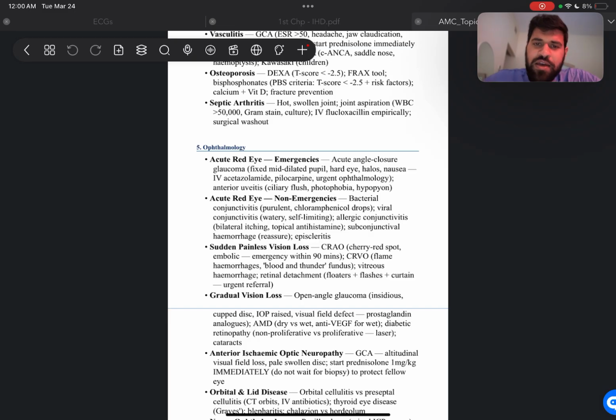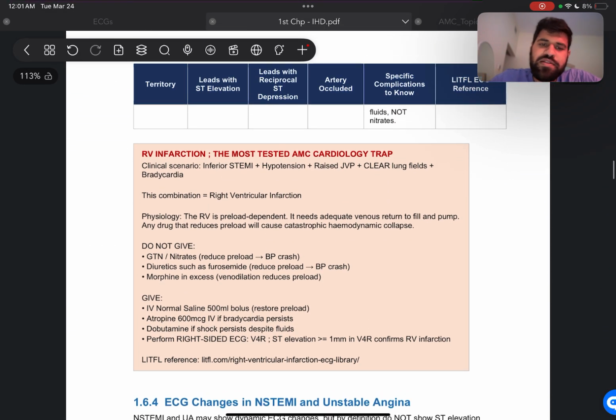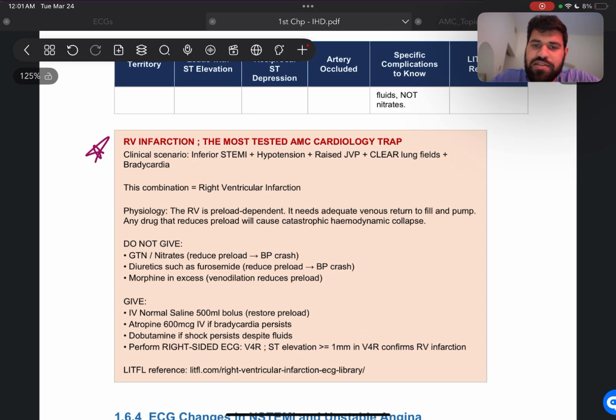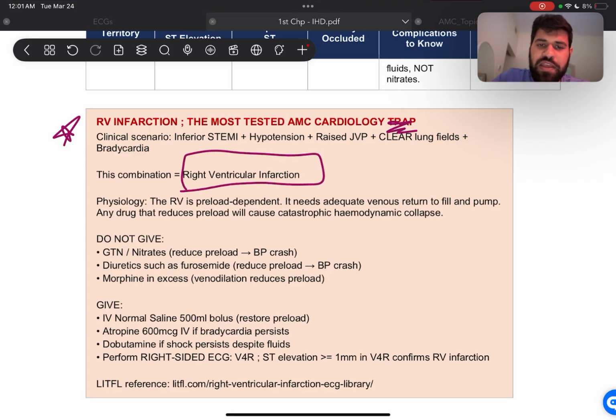So now moving to our important points, which is RV infarction. Again, this is a trap, because the pharmacological treatment for right ventricular infarction is completely different from the pharmacological treatment for the other MIs. In this combination, right ventricular infarction, we are going to have inferior STEMI, hypotension, raised JVP. So raised JVP is clearly right-sided, and then clear lung fields with bradycardia. Now, why do we have bradycardia? Because the nodes are not getting activated, and then we don't have contractions.